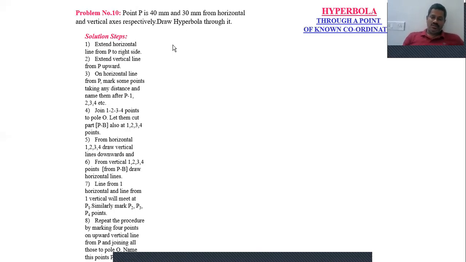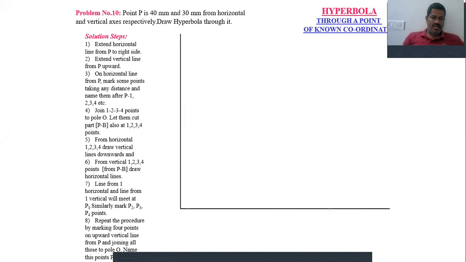Now draw the horizontal and vertical axis, which gives us the origin, and from this origin locate point P at a distance of 30 mm on the horizontal axis and 40 mm on the vertical axis, like this. So this is our point. This point is at a distance of 30 mm from the origin along the x-axis and 40 mm from the origin along the y-axis. So this point is P.